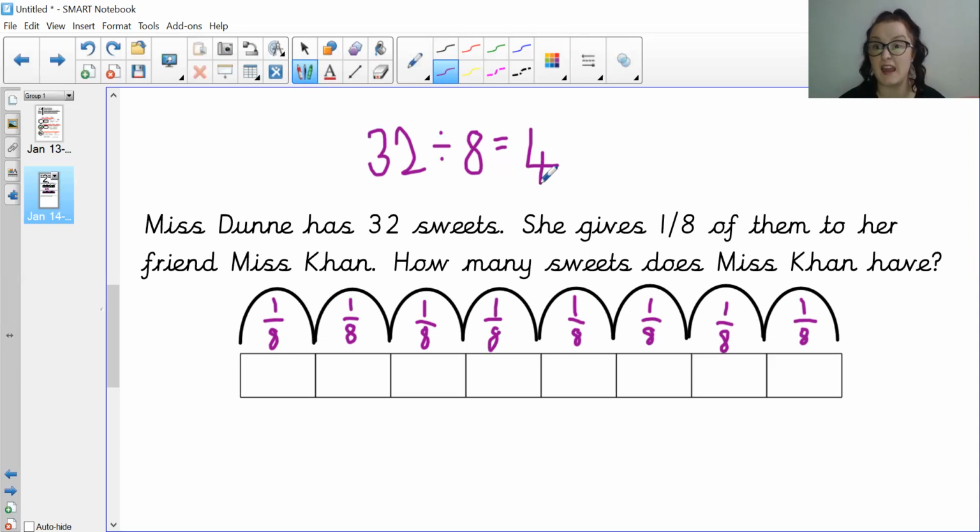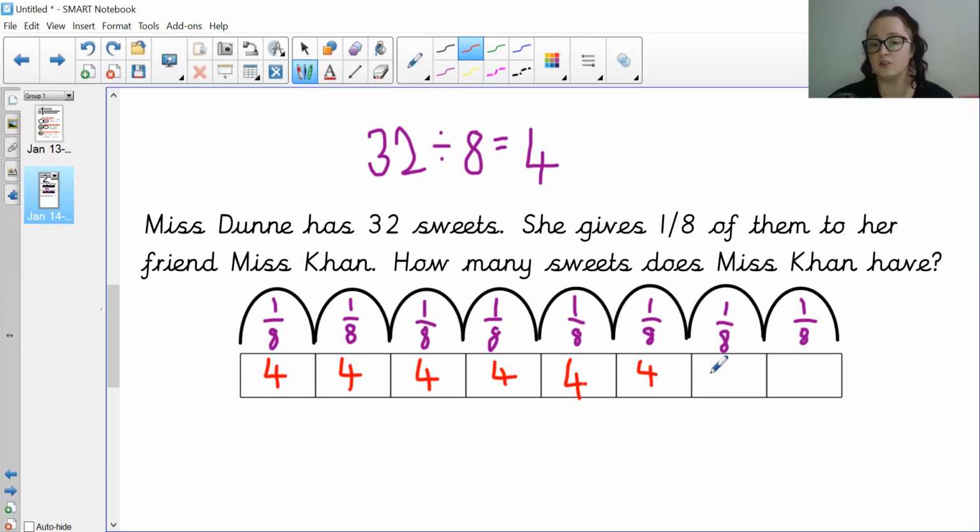It shows us 1/8 of the sweets, doesn't it? So let's get a fancy new colour. And each one of these would be 4 then, wouldn't it? 4 what? 4 bananas, 4 peanuts, 4 sweets.